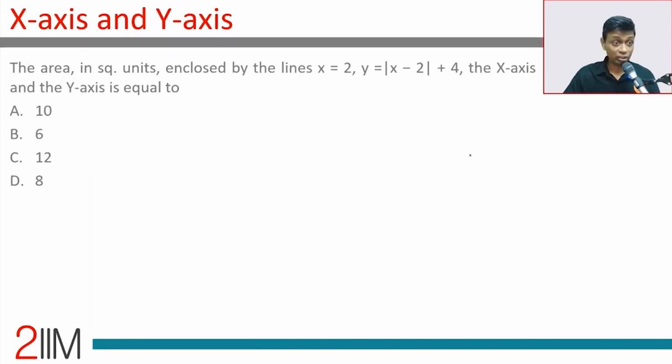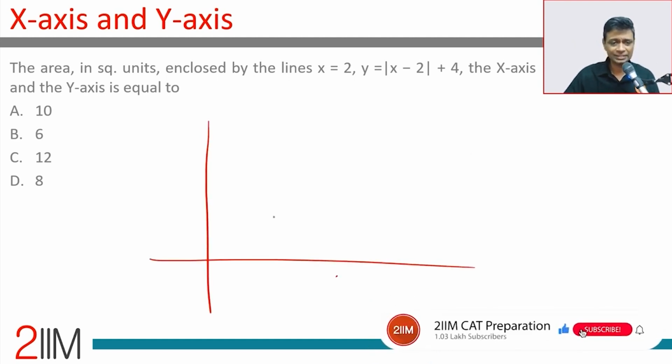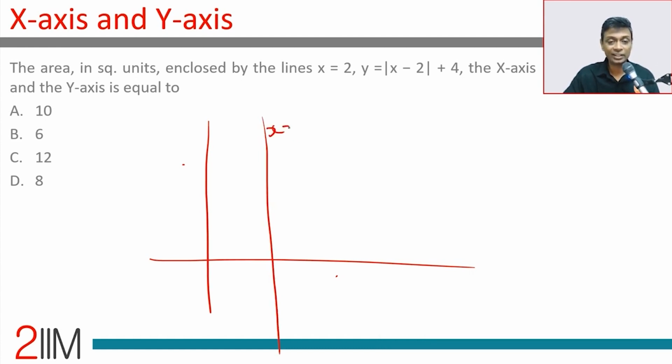Beautiful question. I really like this question. The area in square units enclosed by the lines x equal to 2, y equal to modulus of x minus 2 plus 4, and the x-axis and y-axis is equal to... Wonderful. X-axis is this, y-axis is this. X equal to 2 is a line parallel to the y-axis. So we've got this. These three we have in the back. 0, 0, x-axis, y-axis.